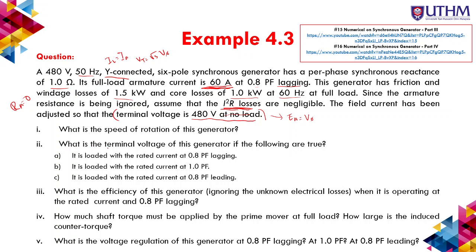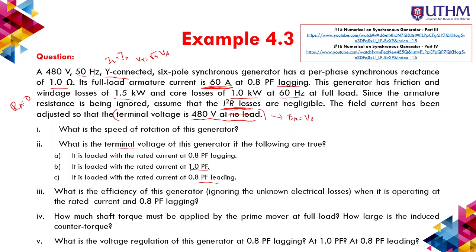The second one is, what is the terminal voltage VT of the generator if the following are true. If we put the load at 0.8, what is the VT? If the rated current is at unity power factor and then leading power factor, what is the VT? Then we need to calculate it. And then they ask about the efficiency.